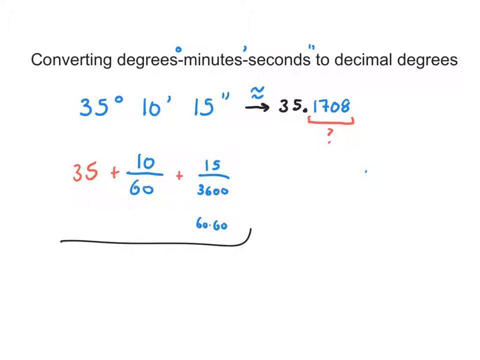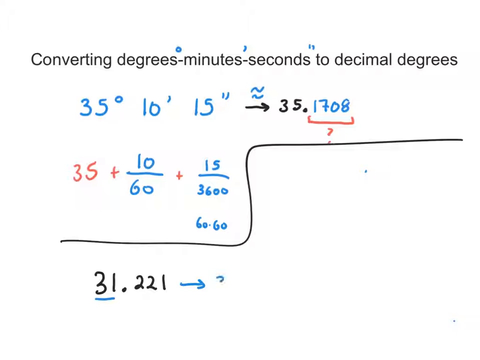So now let's actually start to undo it. Let's say I have, I don't know, some random thing, 31.221. Now to undo, what we have to do is consider the first part. We already have 31 degrees right there. So I'm now looking for minutes and seconds. Well, this is a percentage or a part of the minutes. So this is 0.221.